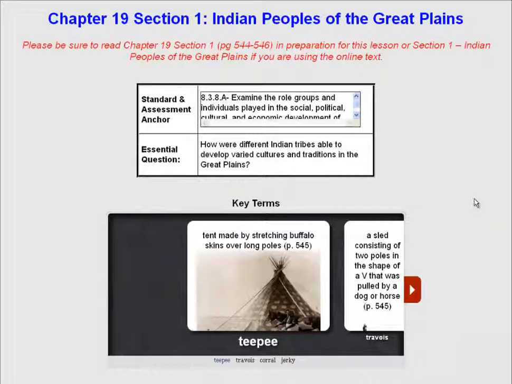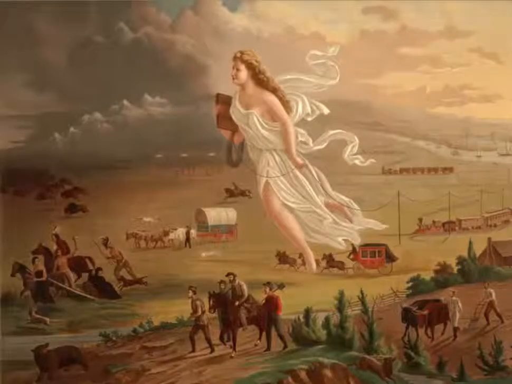Welcome back, everybody. Today we're looking at our first lesson for Chapter 19. Like I said in the introduction, in Chapter 19 we're going to transition away from what was going on in the eastern half of the states and go back to looking at what's going on in the West. If you remember, right up to the time when we started looking at the Civil War, we had been talking about westward expansion and expanding the country from sea to shining sea.